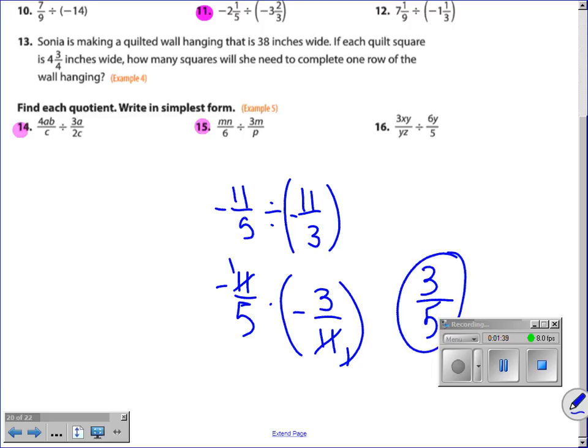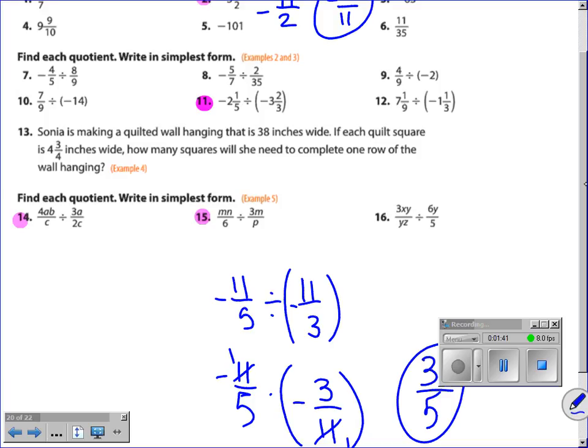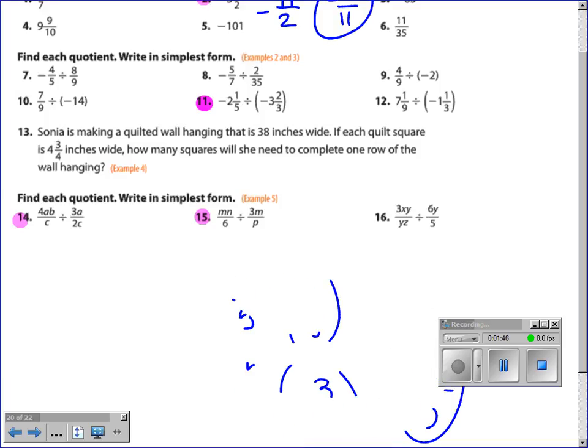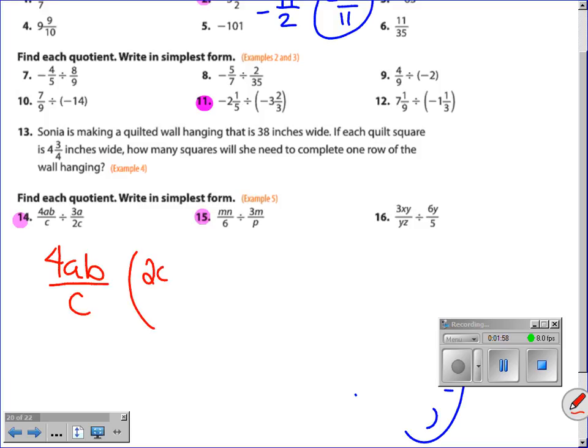There you go. And then let's take a look at 14 and 15. I want to make sure you guys understand how to solve problems like this. So number 14, first we're going to do leave, change, flip. So 4AB divided by C, and then this is going to be multiplied by now 2C over 3A. See if we can cross simplify anything. This C and this C can be canceled. This A and this A can be canceled. And then that should be it.